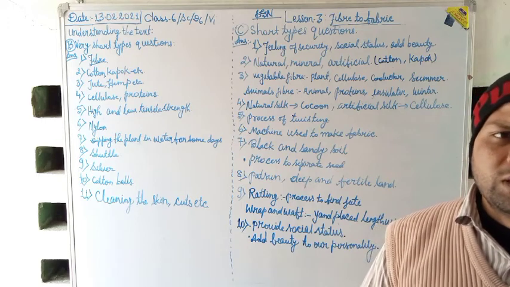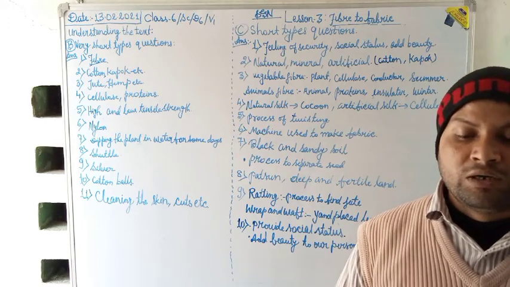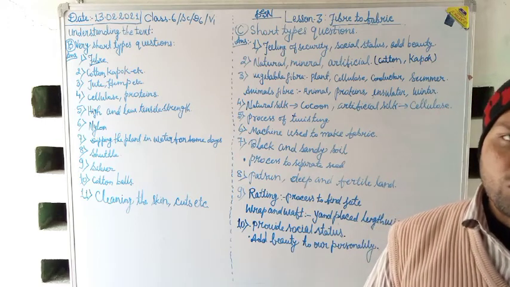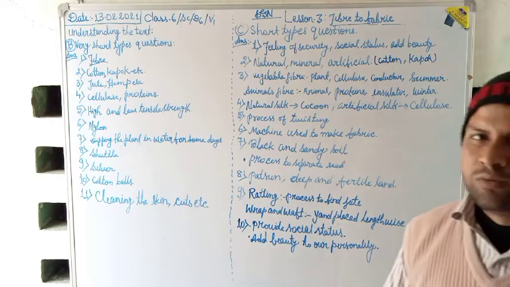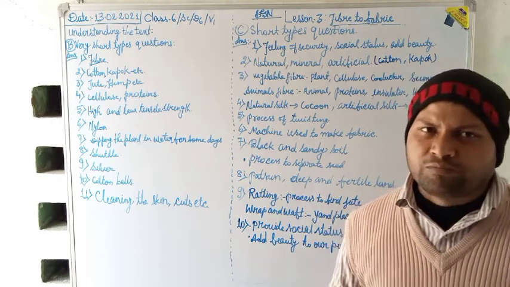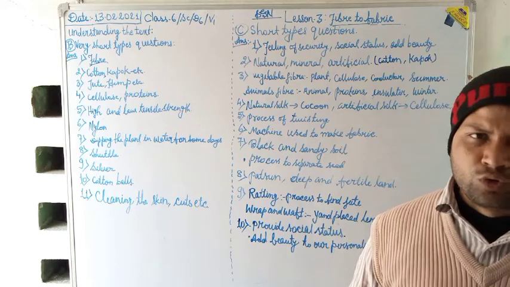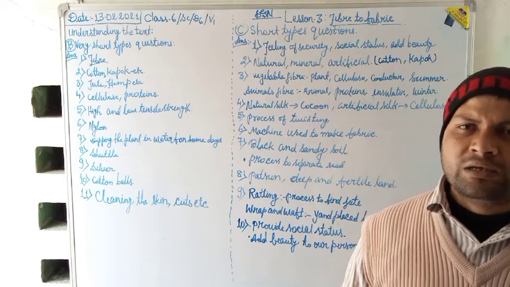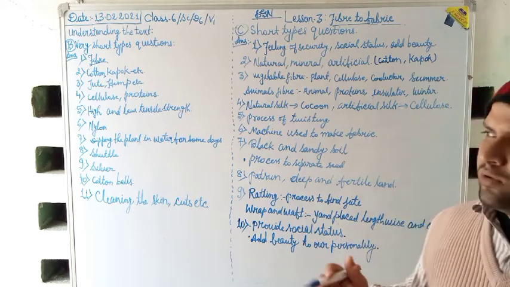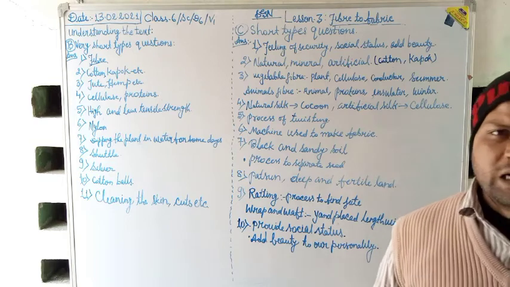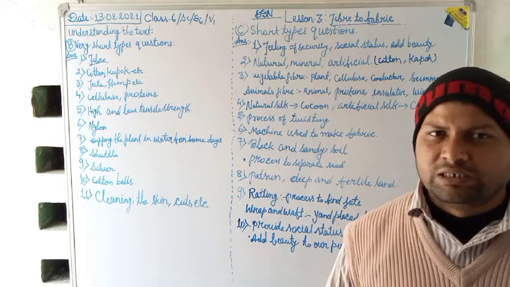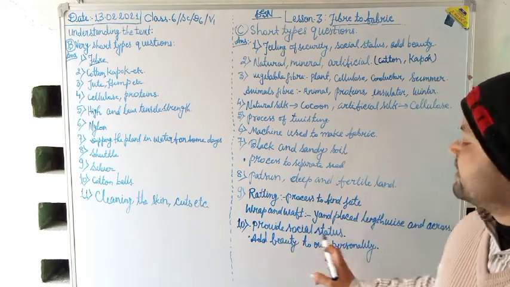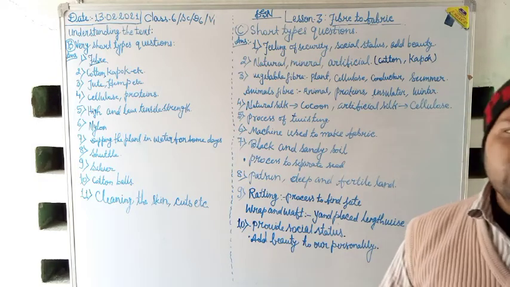Now question number 10. Give only two important aspects of clothes. Two important aspects of clothes are that they provide us social status, and the second aspect is that they add beauty to our personalities. So this is the answer for question number 10.